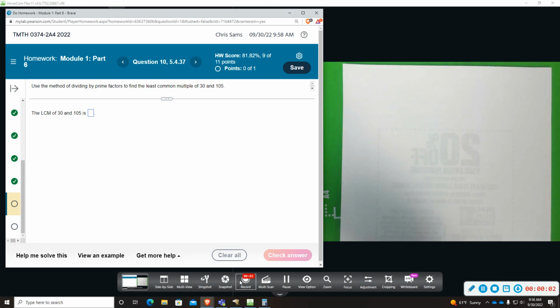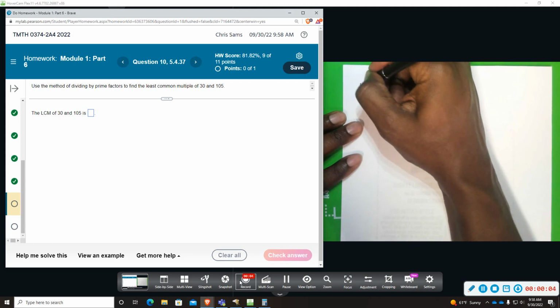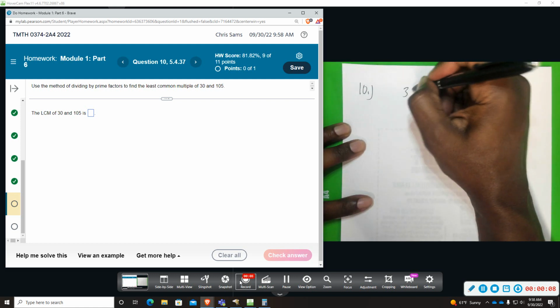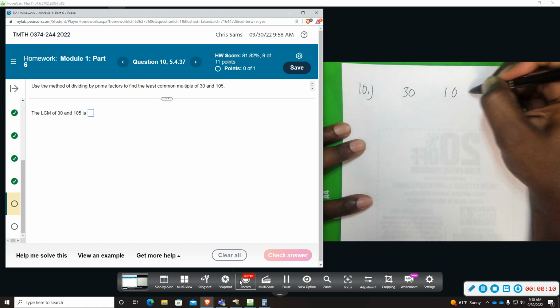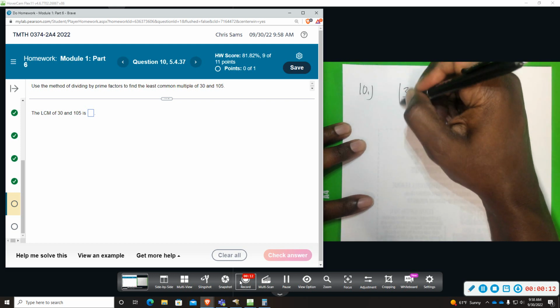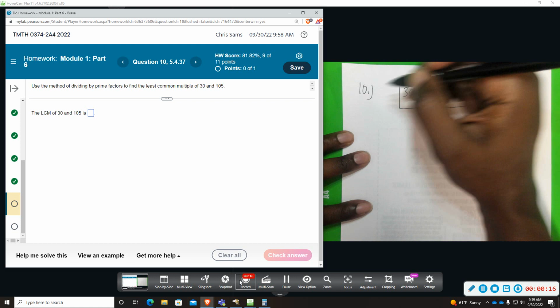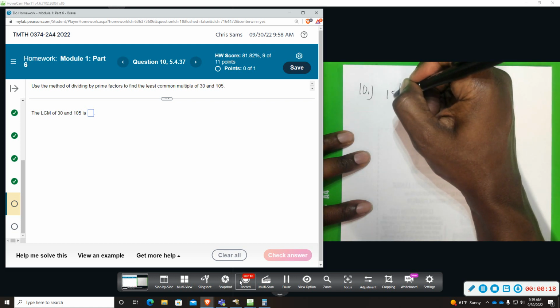All right, number 10, we're going to do the same method. We're going to do 30 and 105. Okay, so I know that both of these are divisible by 15. It's a frequent number that pops up, so I'm going to divide by 15.